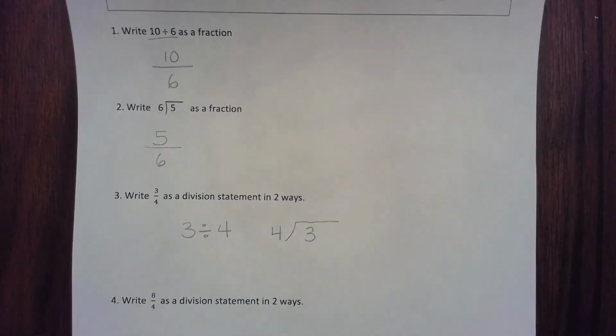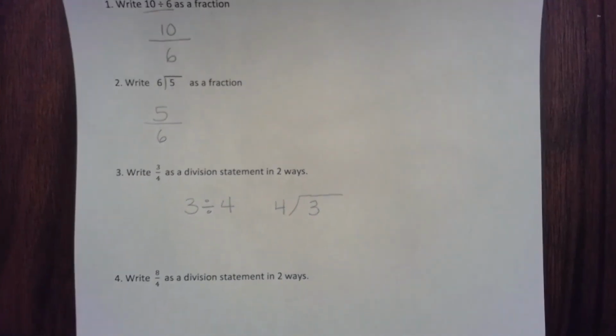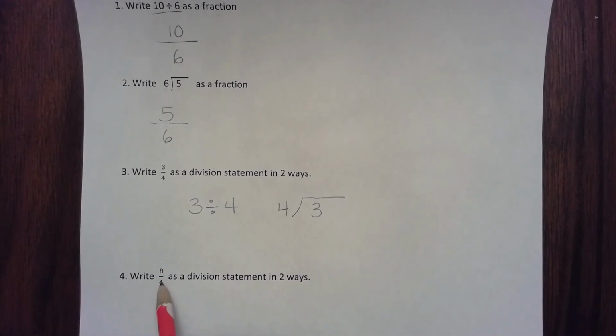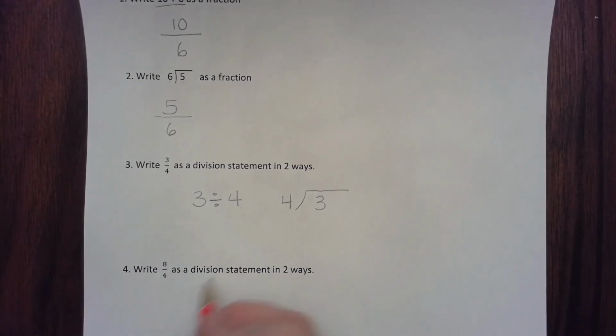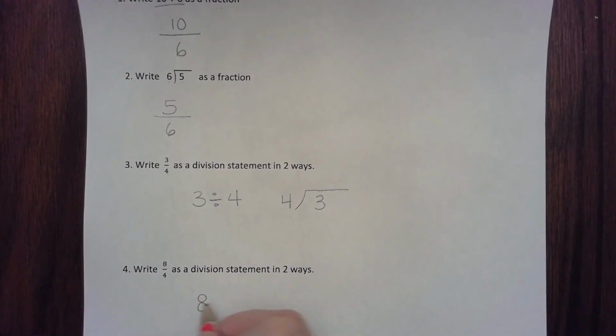My last one is the exact same. I'm going to be taking the fraction 8/4 and I'm going to write it as a division statement two different ways. So my first one will be where I have numerator divided by denominator. And then my second one is going to be numerator on the inside of the division house divided by my denominator.